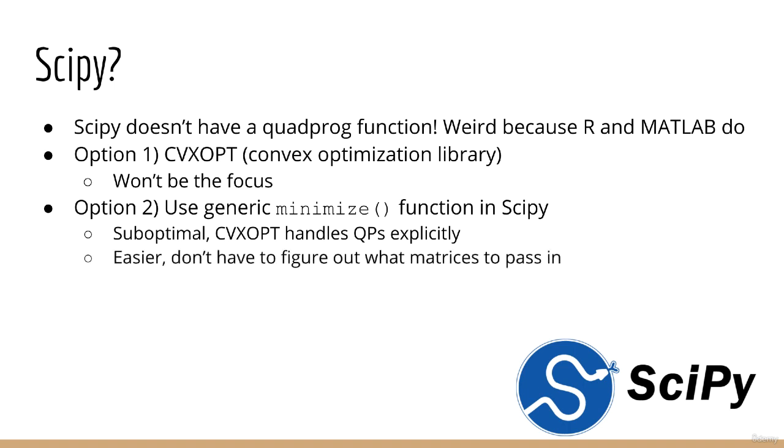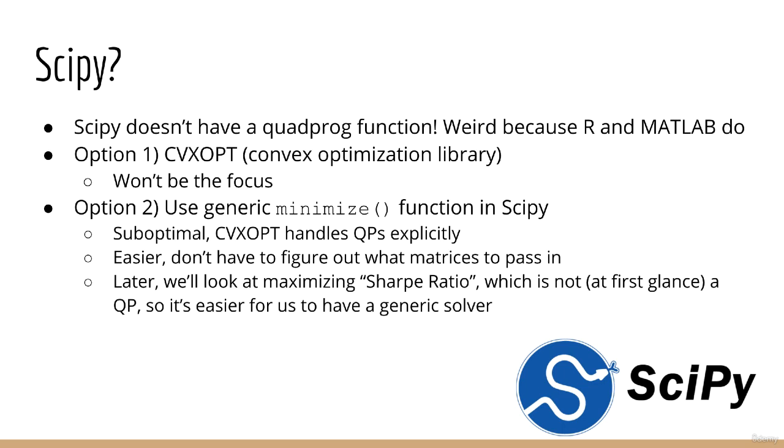However, using SciPy is easier because you don't have to manually determine all the matrices to pass in to your QP solver. Later, we will look at another optimization problem for maximizing the Sharpe ratio, which does not have an obvious linear or quadratic structure, so it's nice to have a generic optimizer like minimize, which can handle anything. So for this reason, we will focus mostly on using minimize, which will require a bit less thinking about the implementation. And also, you don't have to install cvxopt, which is probably less familiar to you than SciPy.